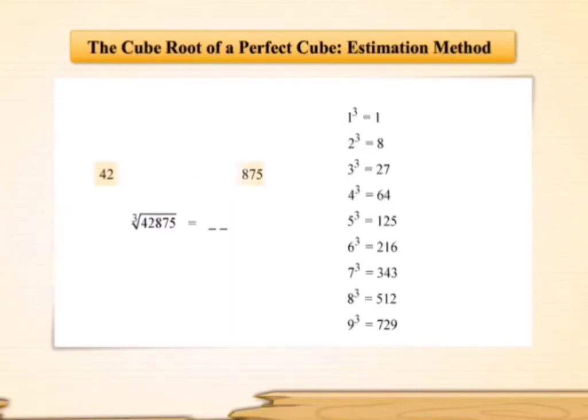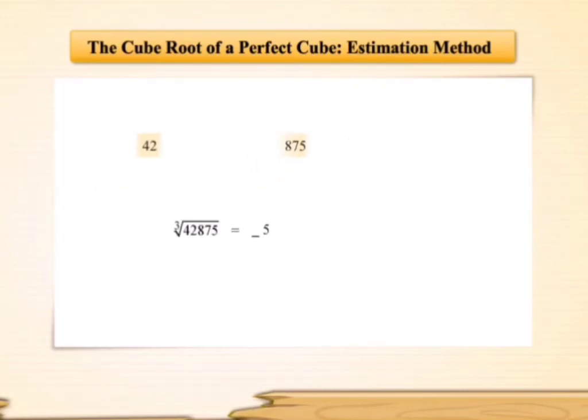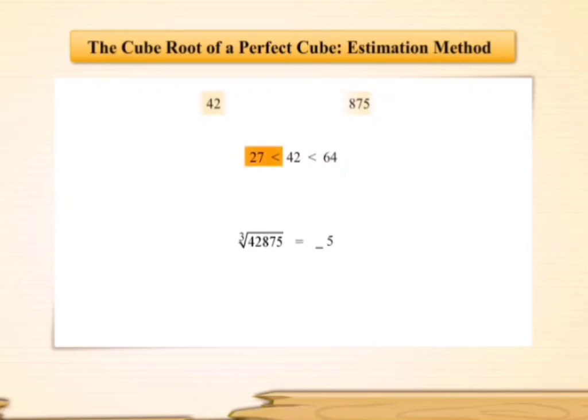In the given example, the rightmost digit is 5 and the cube of 5 ends in 5. Therefore, place 5 at the units place. Now consider the left group. Identify between which two perfect cubes the number 42 lies. 27 is a perfect cube that is less than 42, and 64 is a perfect cube that is more than 42. Take the perfect cube that is less than 42, which is 27.